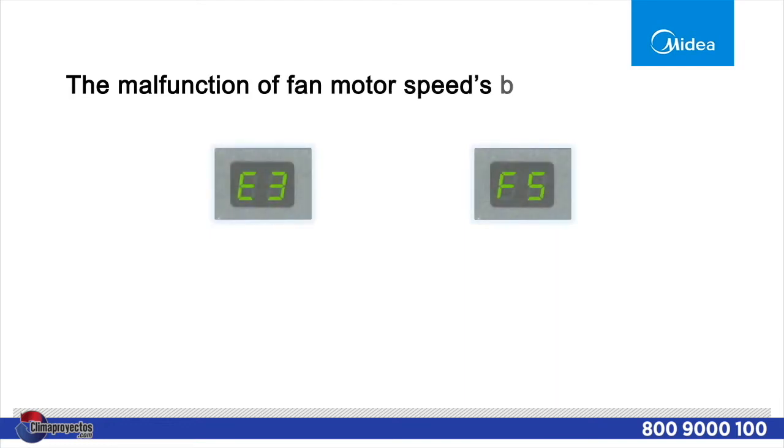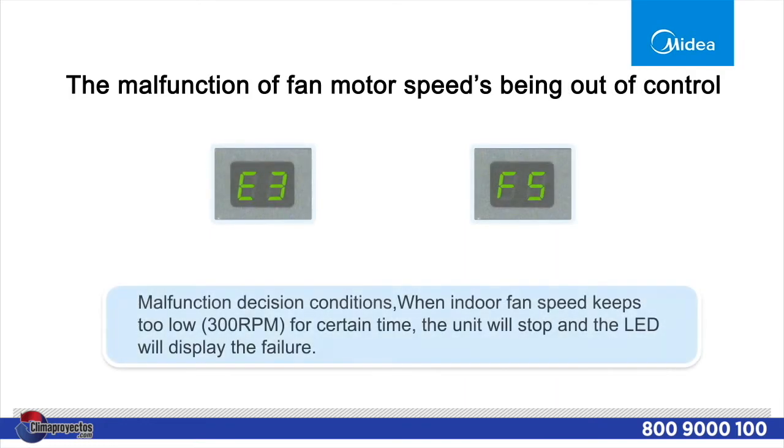When the display board of the indoor unit displays E3 or F5, that indicates a malfunction of the fan motor speed being out of control. Malfunction decision conditions: when the indoor fan speed keeps too low, 300 RPM, for a certain time, the unit will stop and the LED will display the failure.